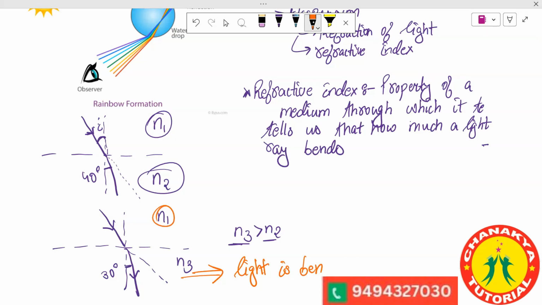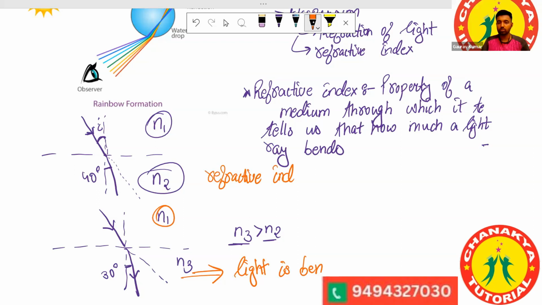Sir, in air it is 1, in water it is 1.5 or something. Yes, correct. In mercury it is 1.8. No, I took those examples, so don't take those values as standard. Those are not standard values. I've taken examples only. The refractive index of air is fixed. That is standard. That is 1.